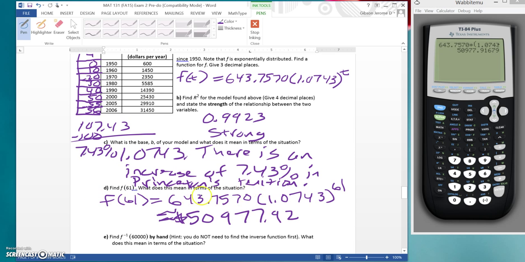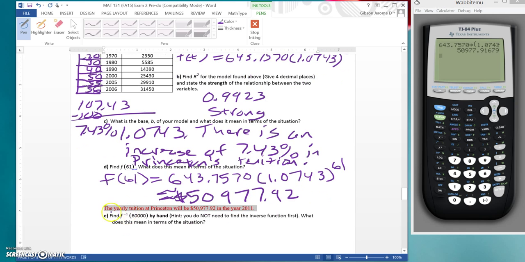So it says, what does it mean in this situation? The yearly tuition at Princeton will be $50,977.92 in the year 2011. Now, if we look here at E, it says find the f inverse of 60,000 by hand. Hence, you do not need to find the inverse function first. What does it mean in this situation?